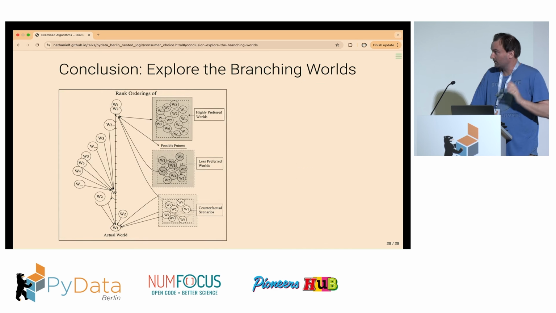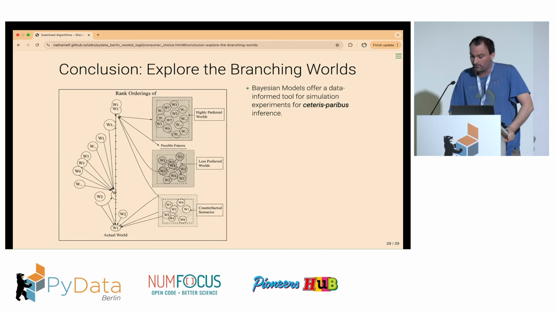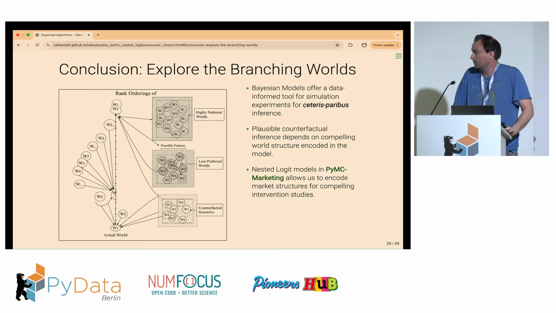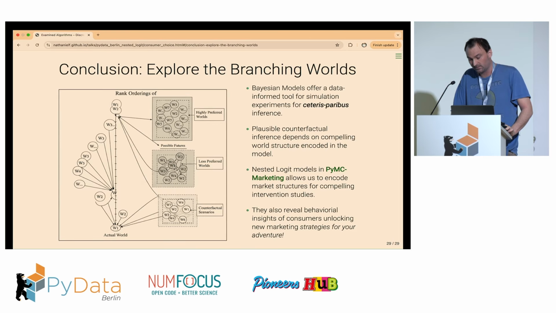So this is my broad conclusion. Bayesian models offer a data-informed tool for simulation experiments for ceteris paribus inference. Plausible counterfactual inference depends on compelling world structure encoded in the model. Nested logit models in PyMC allow us to encode market structures for compelling intervention studies, and they also reveal behavioral insights about consumers, unlocking new marketing strategies for you and your marketing adventures.